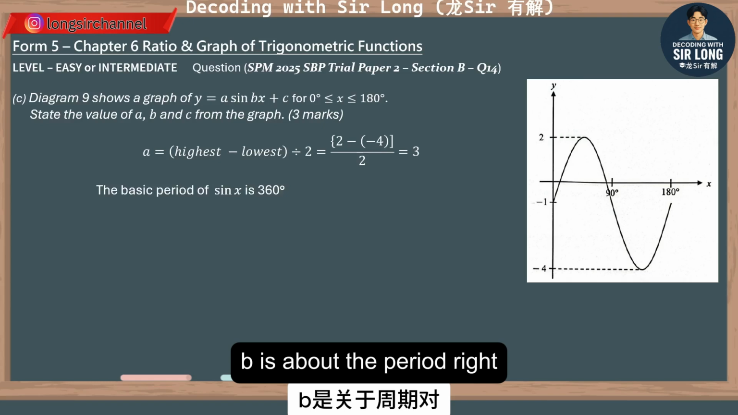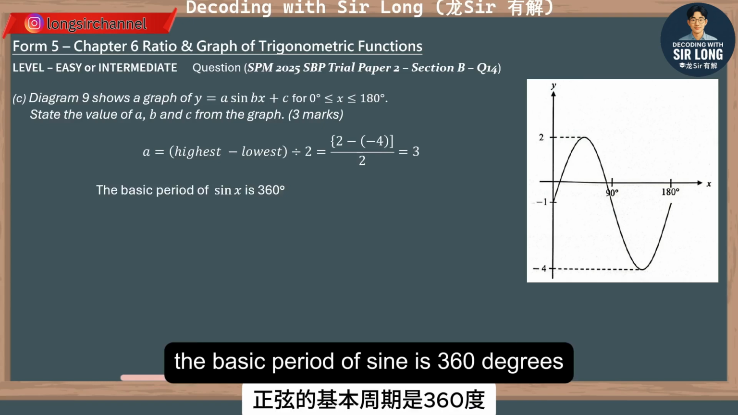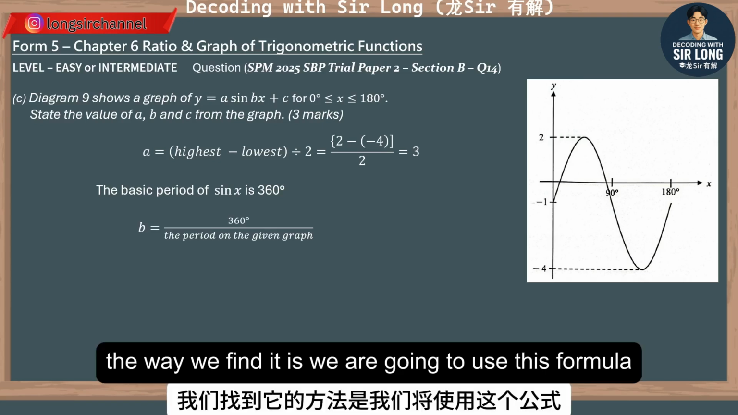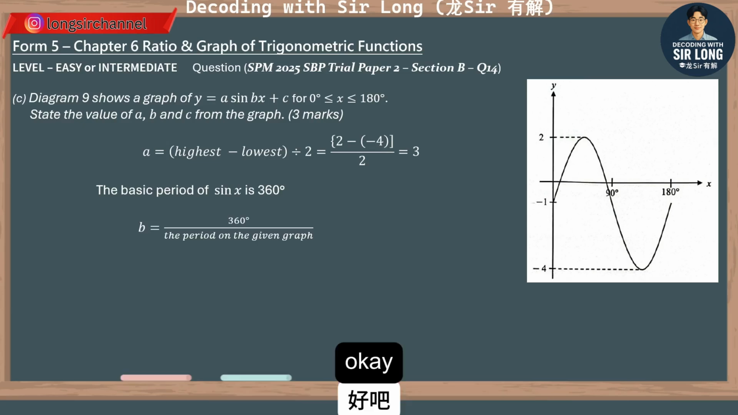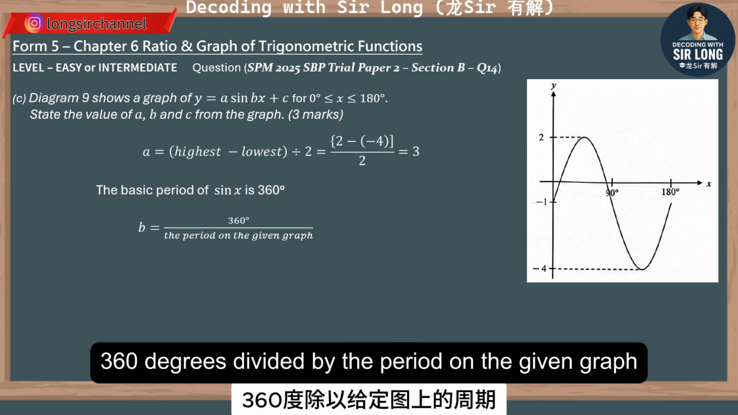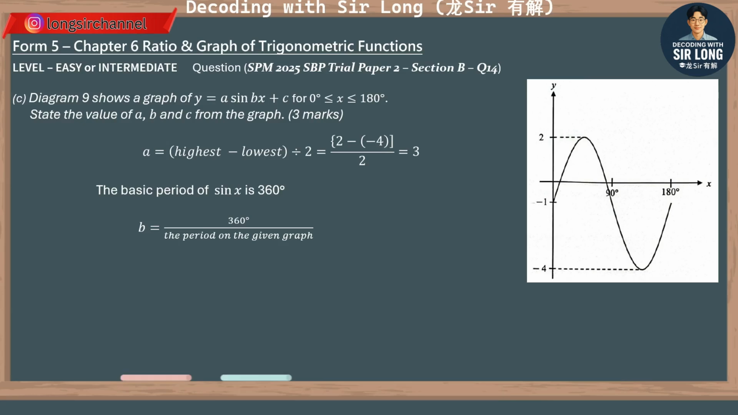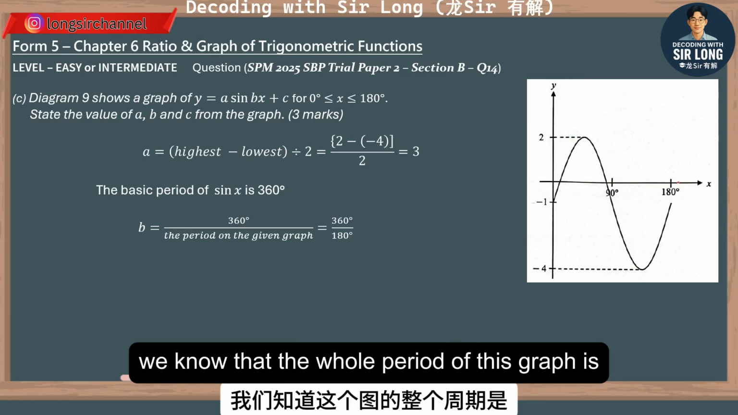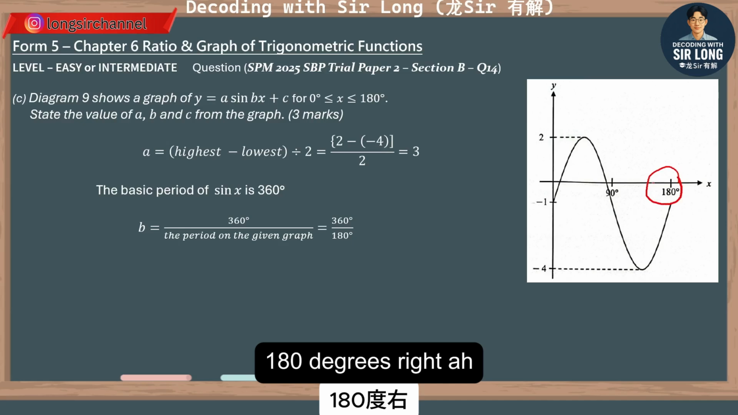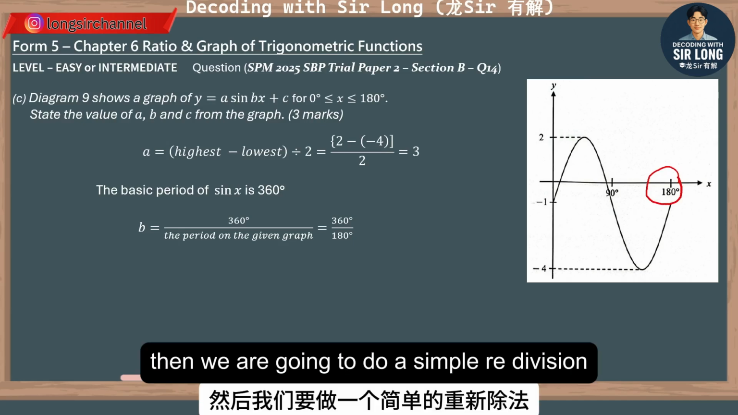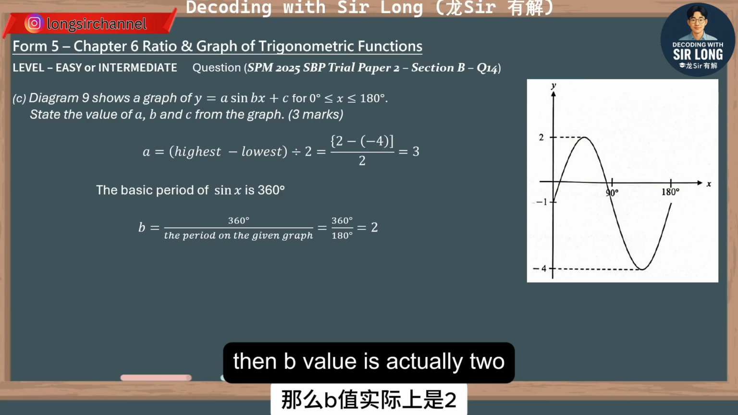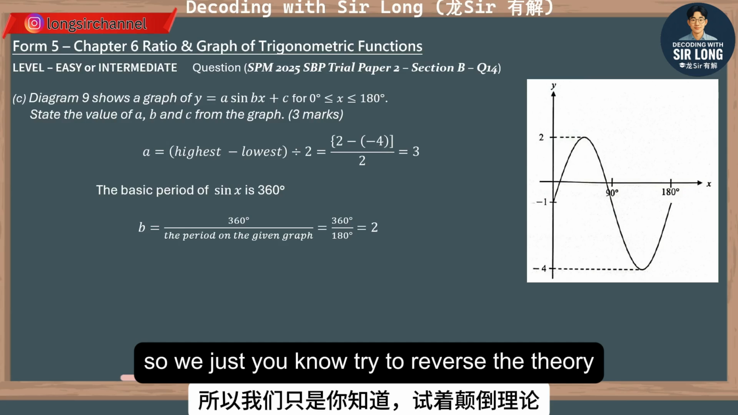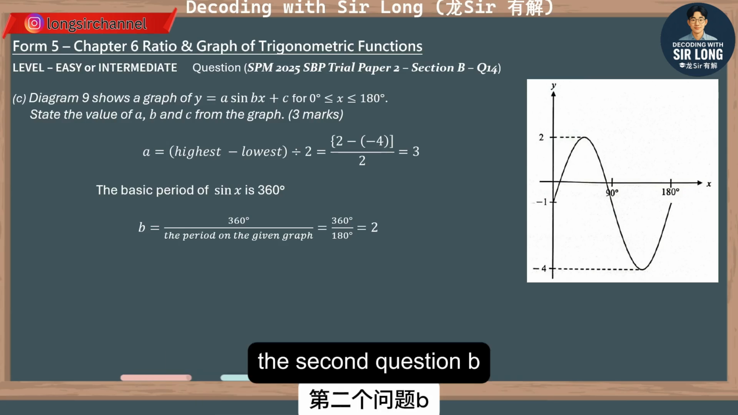b is about the period, right? The basic period of sine is 360 degrees. Therefore, the way we find it is to use this formula: 360 degrees divided by the period on the given graph. Since we know that the whole period on this graph is 180 degrees, we do a simple division. Then the b value is actually 2. So we just reverse the theory that you have learned from sub-question b.